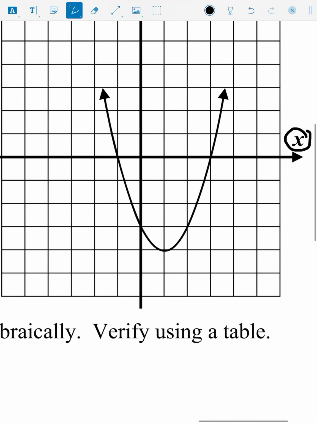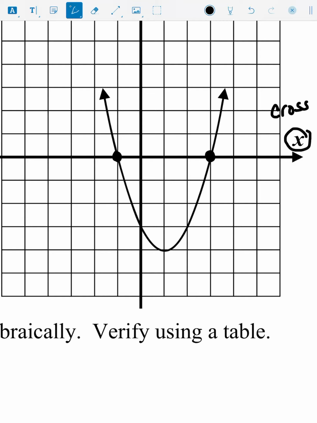Now, zeros are where a graph crosses the x-axis. So where does it cross the x-axis? Well, right there and right there. 2 specific points. And generally, quadratics always have 2 zeros. They don't always have to be a positive and negative. They can be 2 positive zeros or 2 negative zeros. In this case, we have a positive 0 and a negative 0.